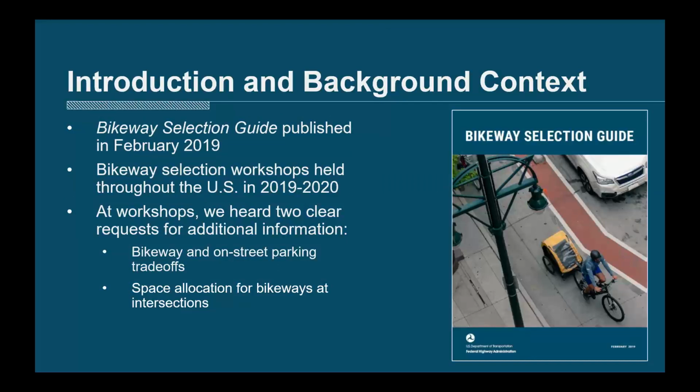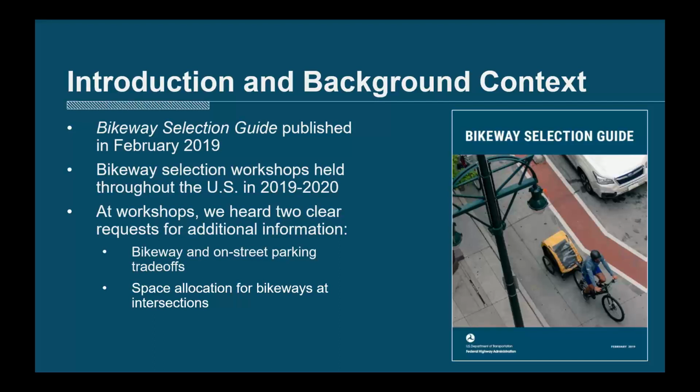So as background, as Lauren mentioned, the Federal Highway Administration published the Bikeway Selection Guide in 2019. Since then, we've been involved with a lot of workshops across the U.S., really focusing on the Bikeway Selection Guide and working with agencies and communities to apply it to their local context. And at a lot of the workshops, there were really two key things that came out, which is that intersections and parking are key considerations that a lot of agencies and communities struggle with. So today I'm going to describe the parking resource. Jared is going to walk through the intersection resource. And what we hope you'll see is that there are some consistent themes across the two resources, and also back to the original Bikeway Selection Guide.